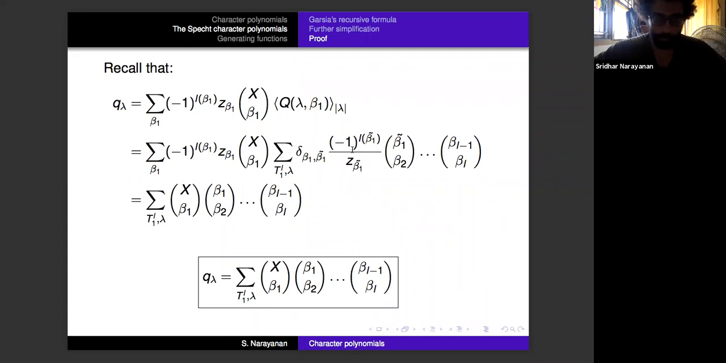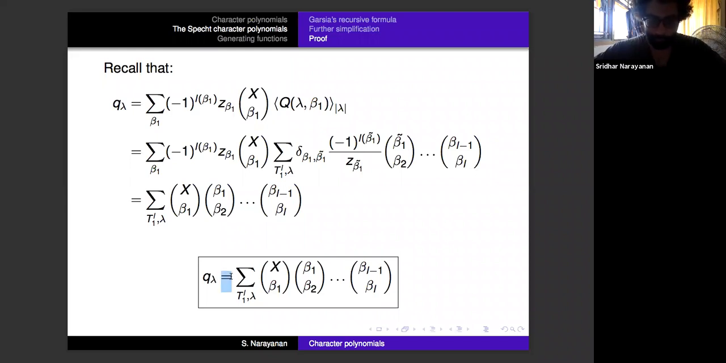So if this delta is 1, then the negative 1 gets cut and the z beta term also gets cut. So you get x choose beta 1, and then from here you get beta 1 tilde, which is equal to beta 1. Beta 1 choose beta 2, and so on, up to beta l minus 1 choose beta l. Which is what we set out to prove in the beginning.